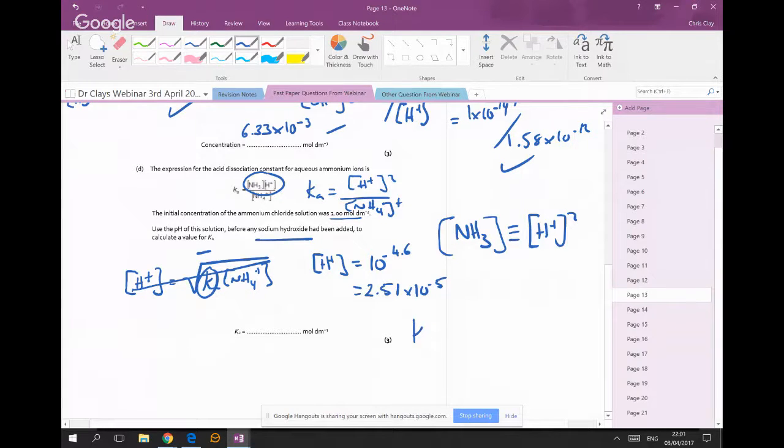So Ka, therefore, is going to be equal to 2.51 times 10 to the minus 5, all squared, over the concentration of the ammonium chloride solution. Here we assume it fully dissociates, so it's divided by 2. We put that into our calculator, and our Ka value is going to be 3.15 times 10 to the minus 10.